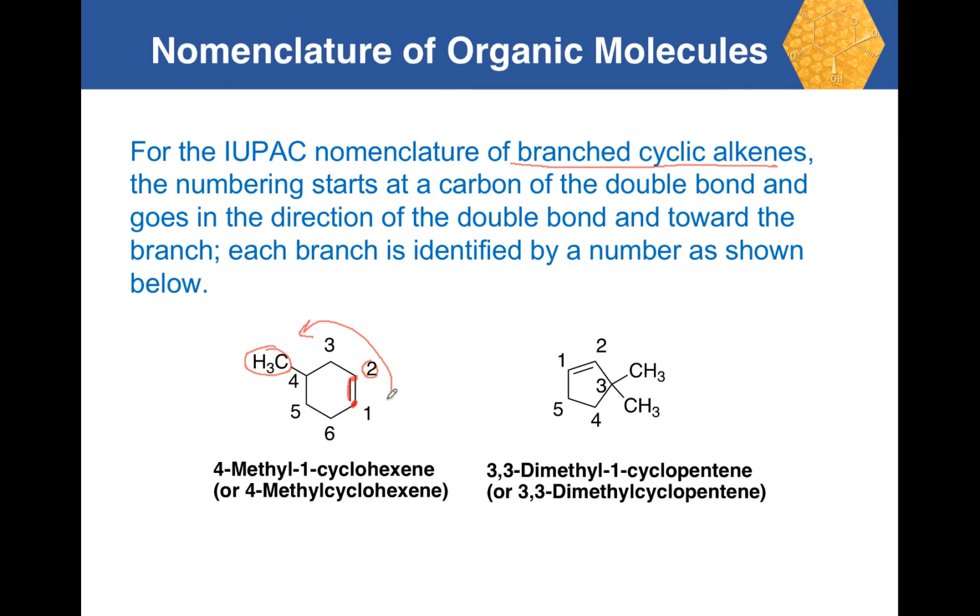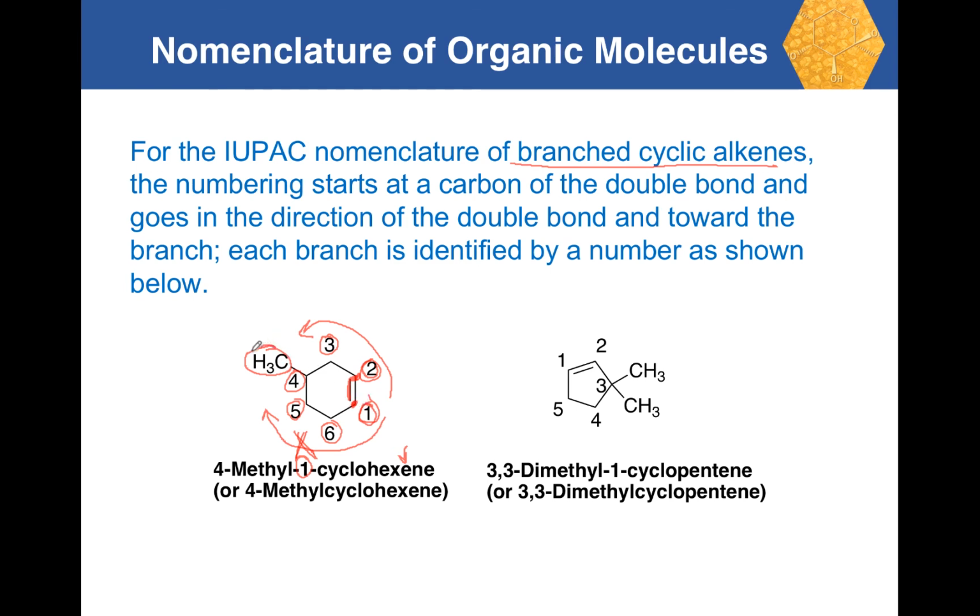So in other words, you would not start here as 1, because you can see if you went in this direction here, the branch would be furthest. So you do not go in that direction. So the direction that you go is 1, 2, 3, 4, 5, and 6. 6 would be a cyclohexene. The double bond is in position number 1. You can leave it out or include it.